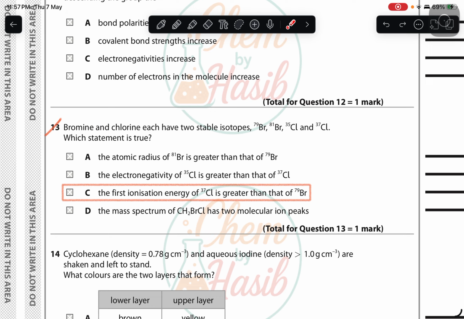This will have more than two molecular ion peaks because there's bromine and chlorine. Each has two isotopes.